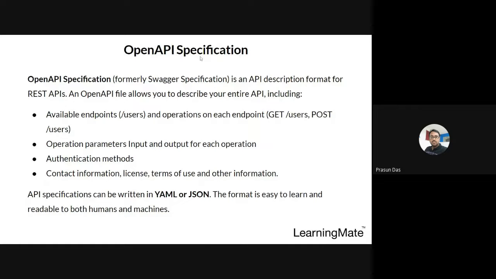Now, what is the OpenAPI specification? OpenAPI, formerly known as the Swagger specification, is an API description format for REST APIs. An OpenAPI file allows you to describe your entire API, including available endpoints, like /user for example, and operations on each endpoint, like get or post. It also covers the path, input and output parameters for each operation, authentication method if required, and metadata like contact information, license, version, terms of use, and title. The API specification can be written in two formats, YAML and JSON, and we can use either one. The format is easy to learn and readable to both humans and machines.